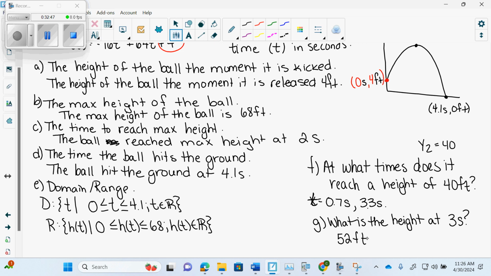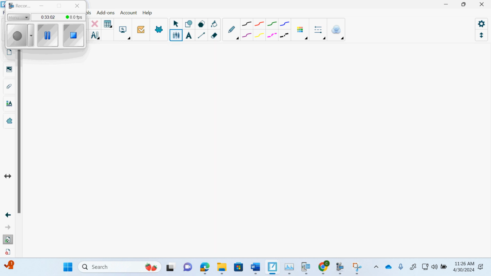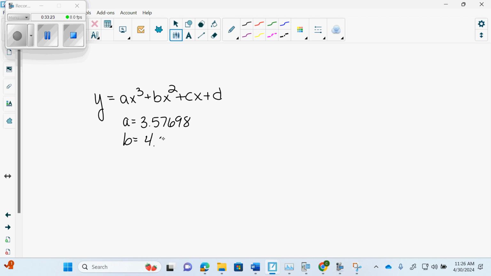I have one more thing that I want to talk to you about. So most people are really good at getting regressions. I've seen it, correct? You guys can get your regressions. That's where you do STAT, CALC, EDIT, put stuff in, linear, quadratic, cubic, 4, 5, 6. Yes? What I have seen though is that people don't know how to write the equation. So if I ask you for the equation, if it was cubic, you'd go y equals, and then you'd put the a, because it goes like this: ax cubed plus bx squared plus cx plus d, right? And then it says A is 3.57698, B is 4.2695, C is 8, D is negative 7.43.